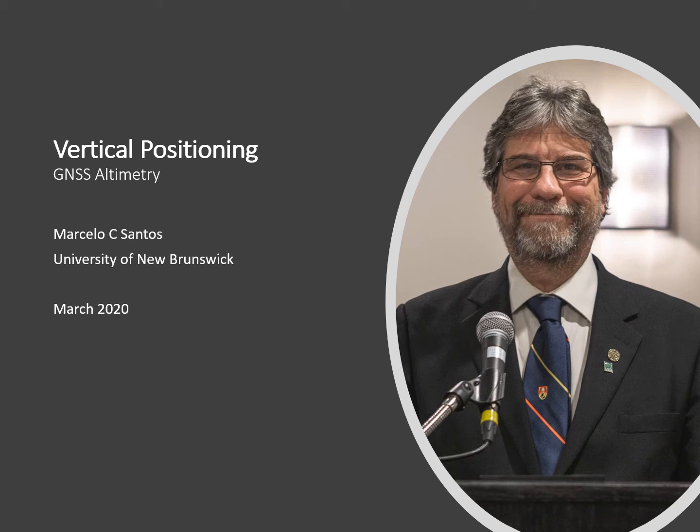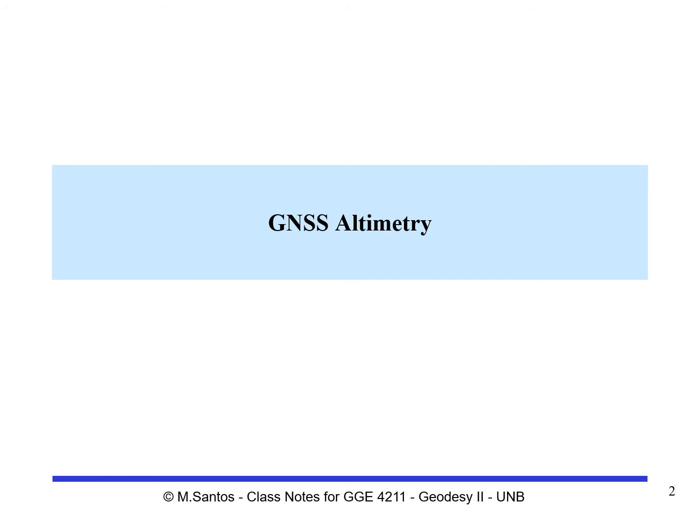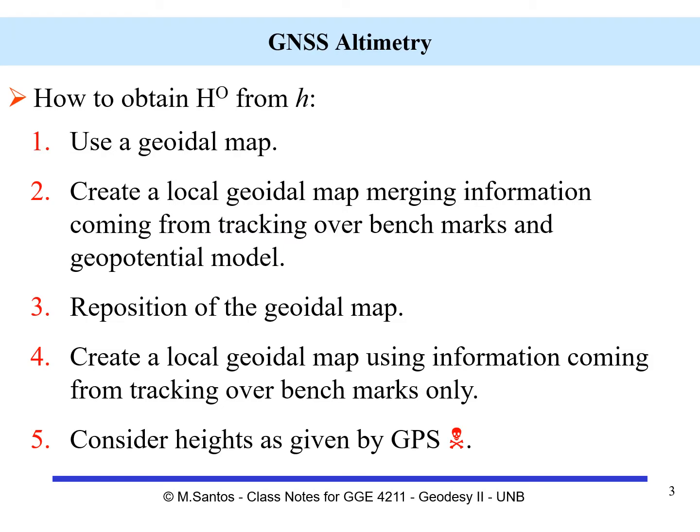Hello everyone, here we are with part 3 of vertical positioning dealing with GNSS altimetry. GNSS altimetry means determination of orthometric heights using GNSS. It means obtaining orthometric height from GNSS-derived geodetic height.